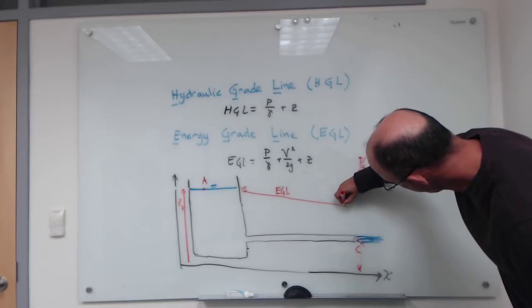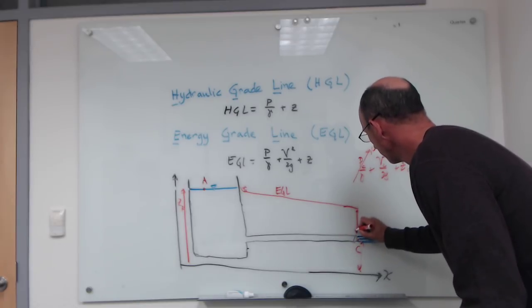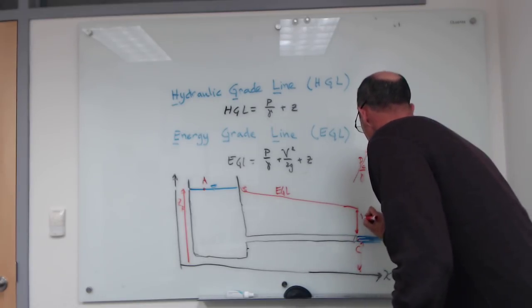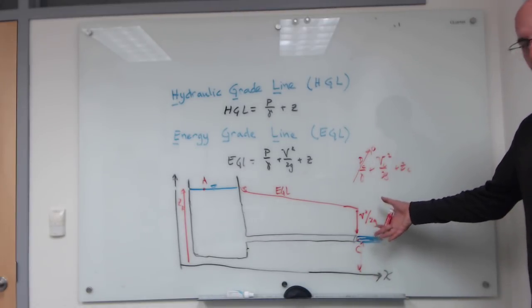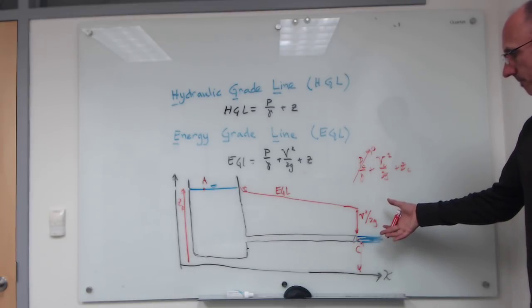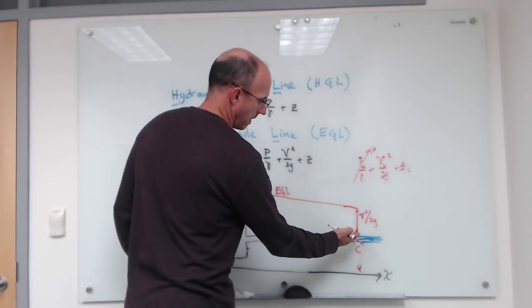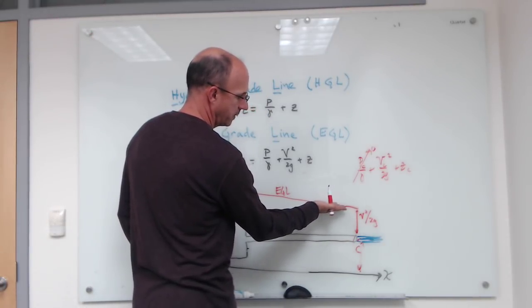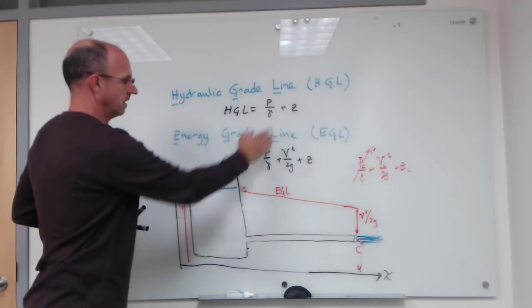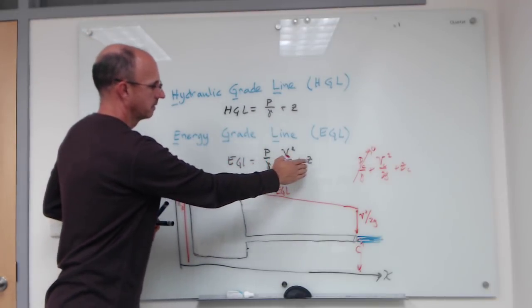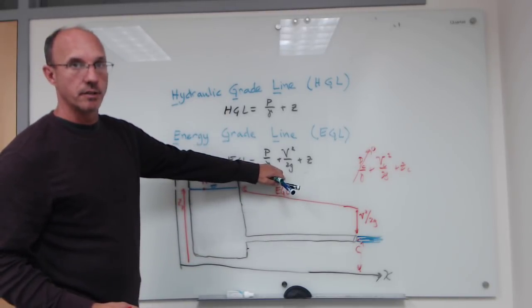So what that means is that when the flow finally makes its way out to the end, this distance here, since the pressure is 0, this distance represents V squared over 2g. So that distance is what we call the kinetic energy head. And that distance will be the distance between the energy grade line and the hydraulic grade line. So you notice that the hydraulic grade line is P over gamma plus Z. The energy grade line is P over gamma plus Z plus V squared over 2g.